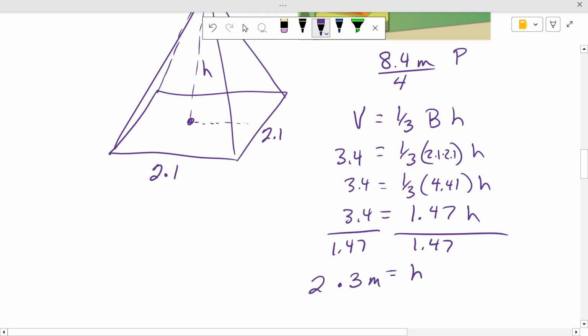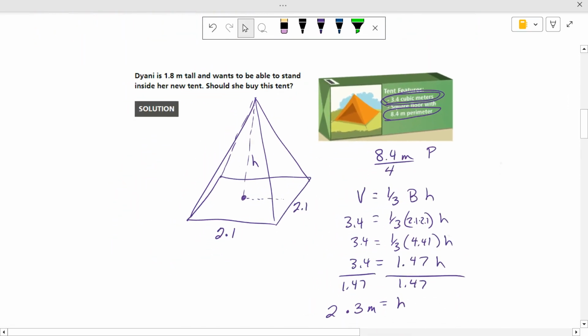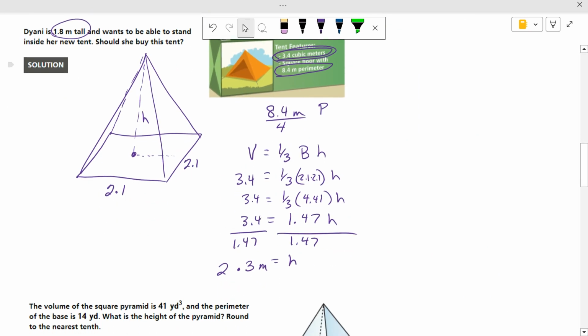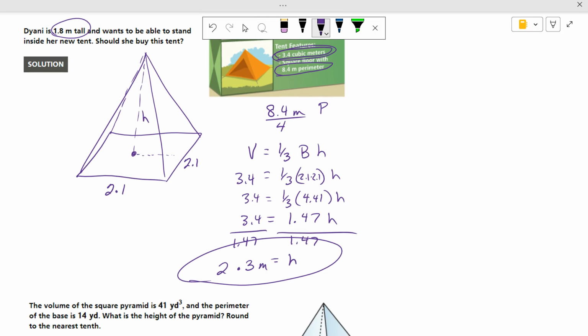2.3 meters high. Now, Danny is 1.8 meters tall. The tent is 2.3 meters high. Now, that's in the very center, but I would say yes, she can go ahead and buy this tent and she'll be able to stand up.